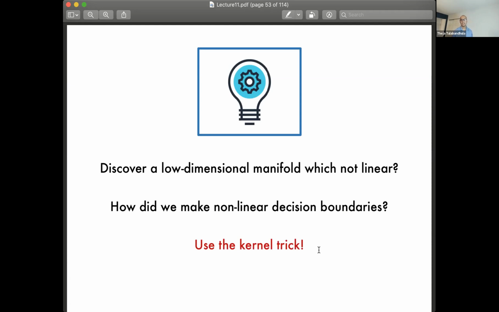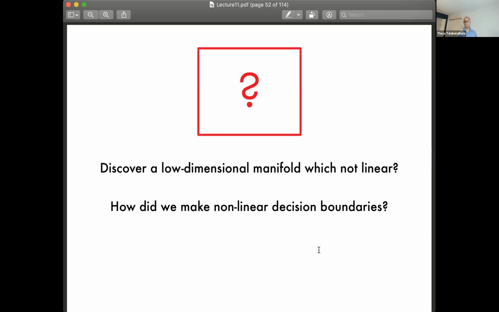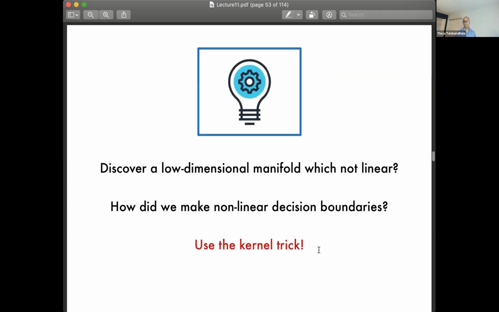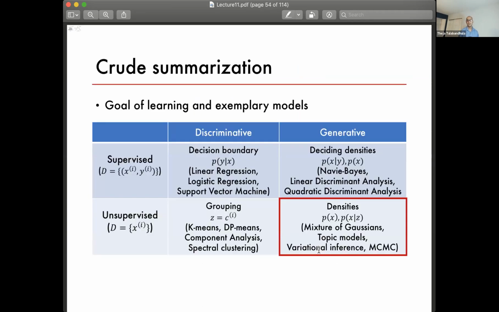Similarly, you can use the kernel trick to get a nonlinear projection instead of a linear projection of your original data points. If we have time, we will discuss that.